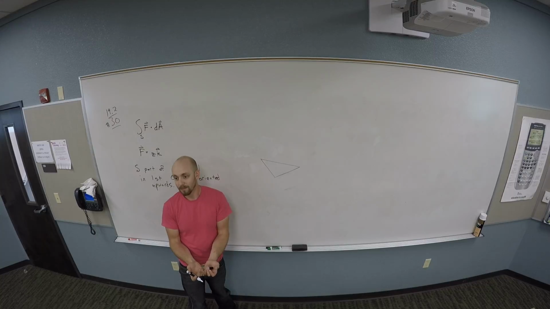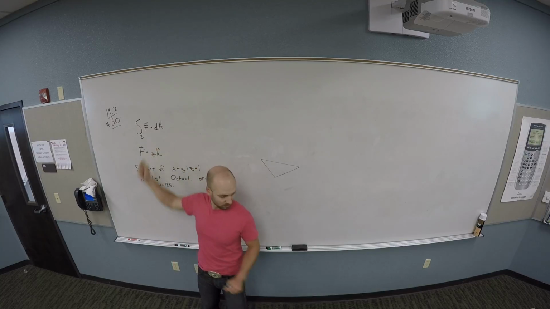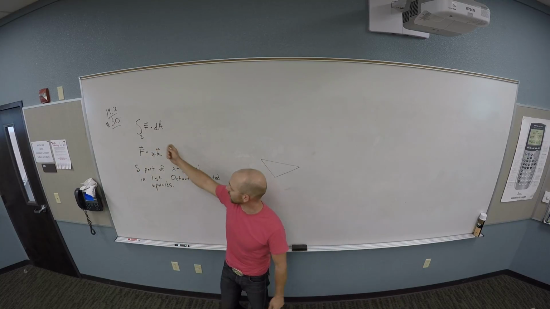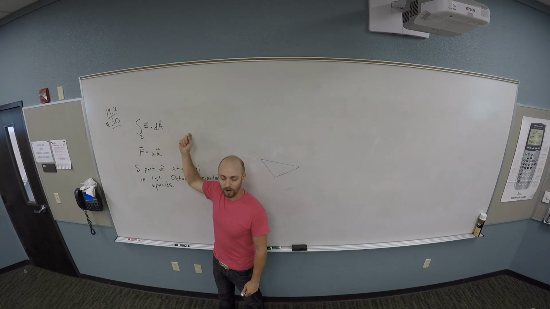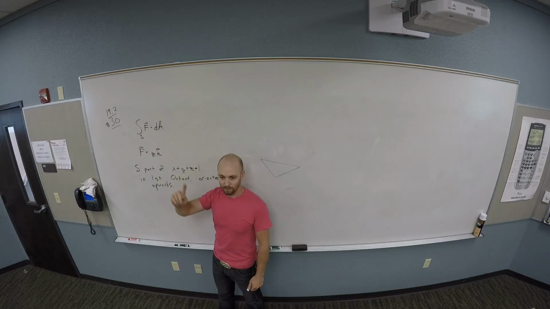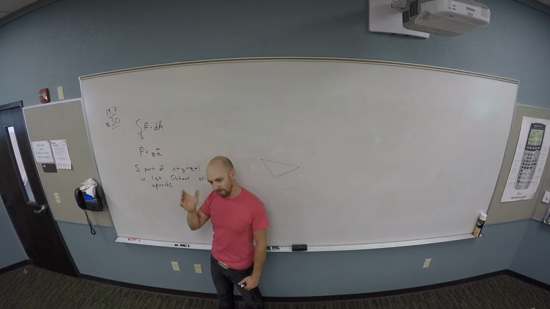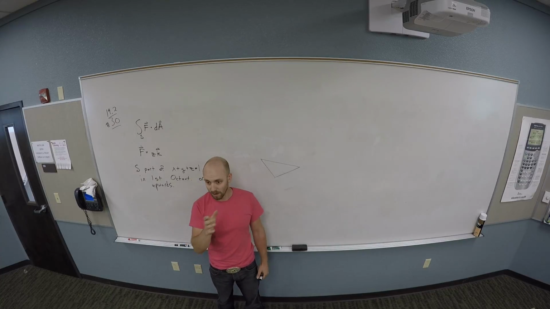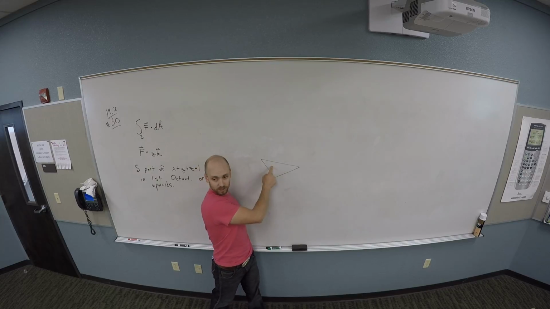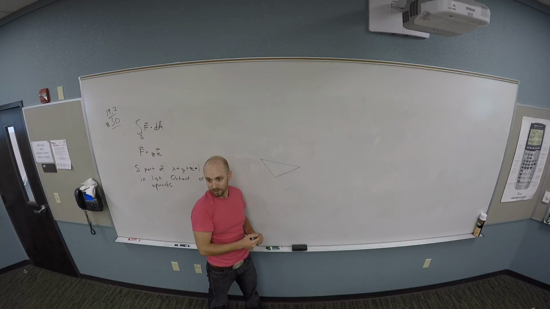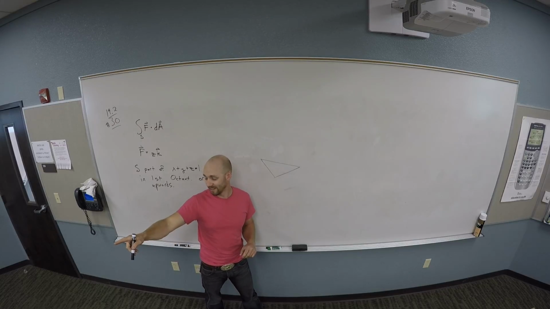You could do Stokes, right? Yeah, we could try Stokes. So Stokes says I could trade this surface integral for an integral around the boundary, right? Dot the curl with the dA. Okay, but even if I tried that, what would I trade my one integral around the surface for? Three line integrals, right?